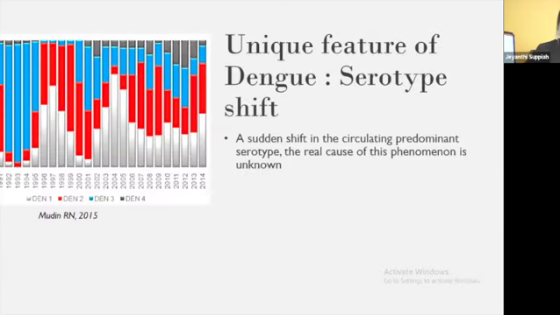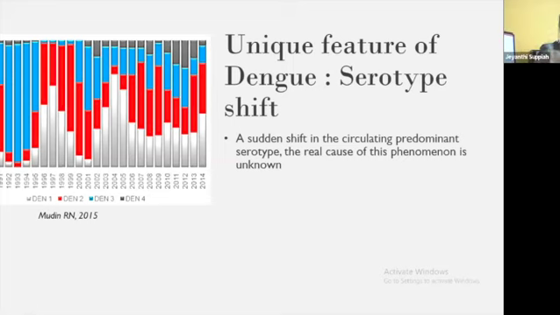Right. So a unique feature of dengue infection is the serotype shift phenomenon. A serotype shift is actually a phenomenon where one predominant serotype of dengue is being replaced by another serotype at any given time, any years, or any season. So the actual cause of this phenomenon is unknown. Why it's happening, it's quite not clear yet. However, it's interesting to see a pattern, although it's not consistent.